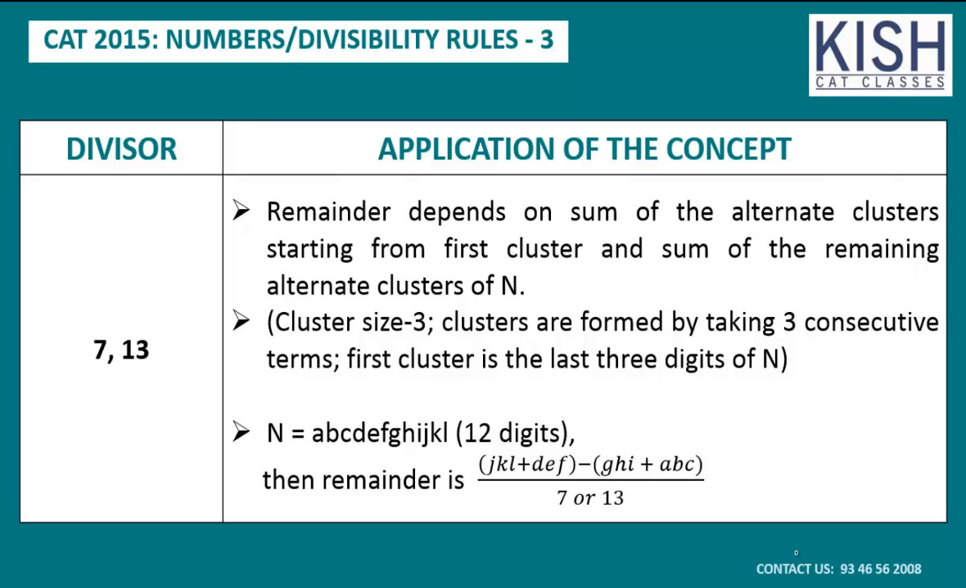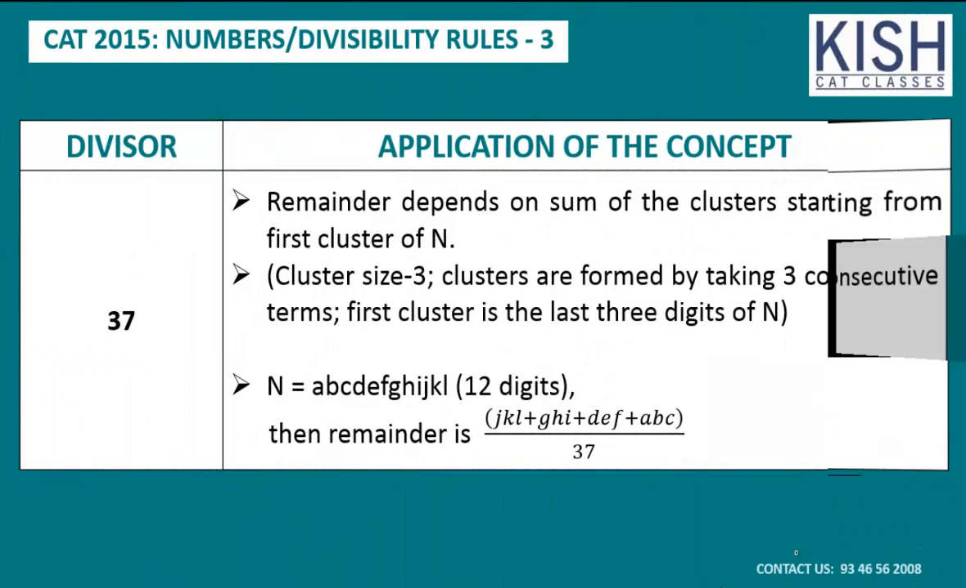I have taken n equal to A, B, C, D, E, F, G, H, I, J, K, L. So I have taken 12 digits and then I have done it for 7 and 13. For 37, it's the same process, but we just add every club. For 7 and 13, we just add alternate clubs and subtract the sum of the remaining alternate clubs. Here, we just need to add every single alternate club. That's it.